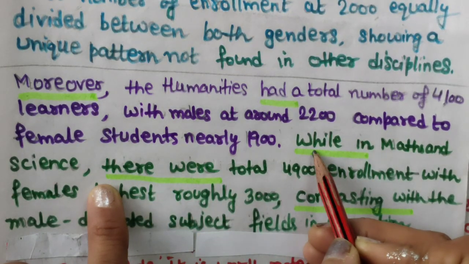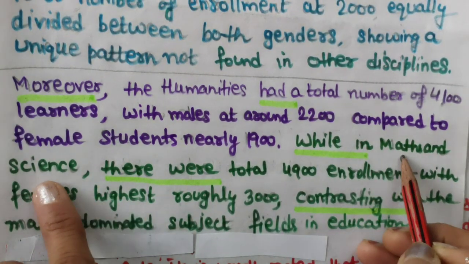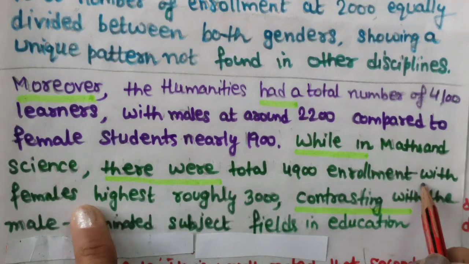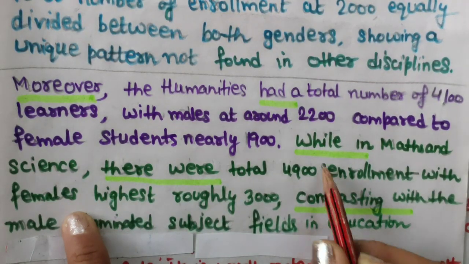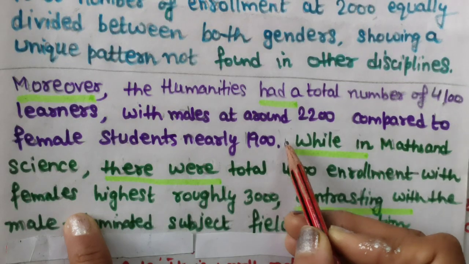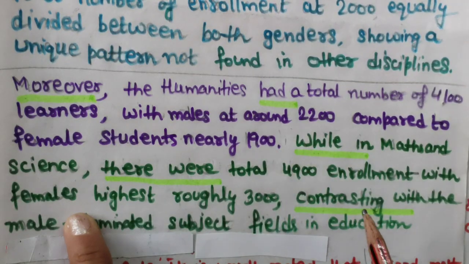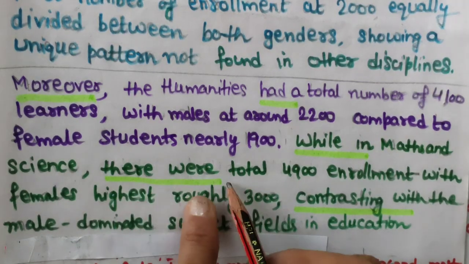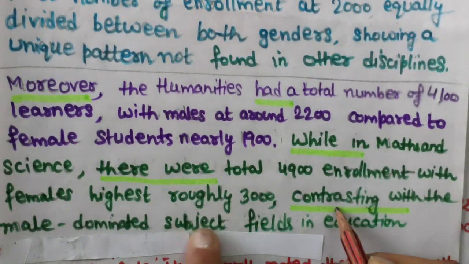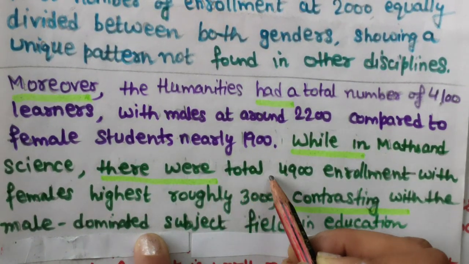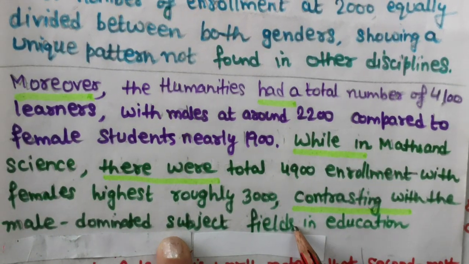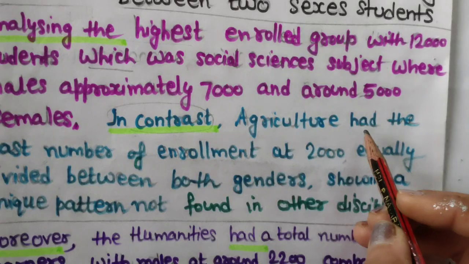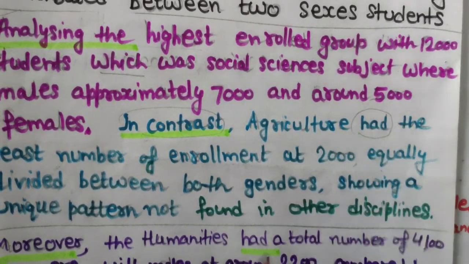Here also I can show you a sentence structure. While, you can start the sentence with while, in dash subject or in dash topic there were total this and this, contrasting. So this is a good sentence structure for writing task 1, starting with while and the topic name, and there were dash and dash, comma, contrasting with. First you have to tell the highest and then the lowest thing. These sentence structures are really important if you use them. And in past tense, you should use had also.